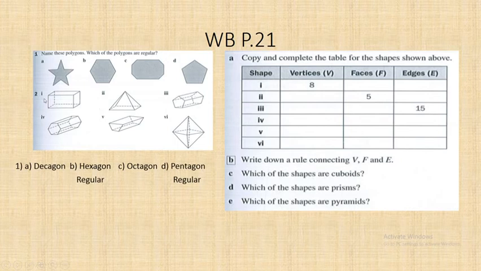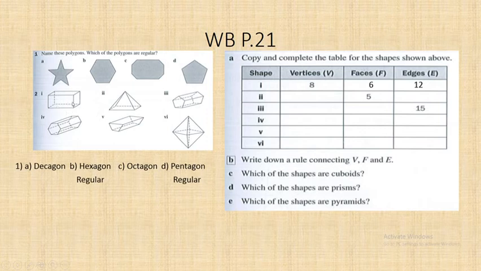Okay, so let's go for question 2. Question 2 has 3D shapes, and he gave me this table to copy and complete for the shapes shown above. Here for each shape I need to count the number of vertices, faces, and edges. So here I have a cuboid. It has 8 vertices and of course 6 faces and 12 edges. If you count them, you'll find them out. It's going to be 6 faces and 12 edges.